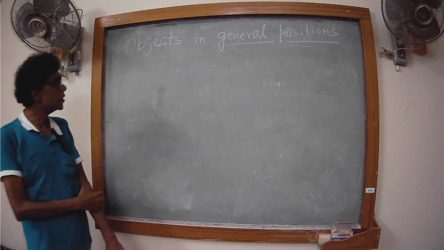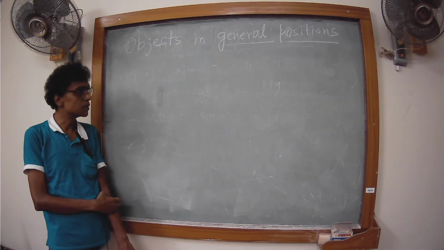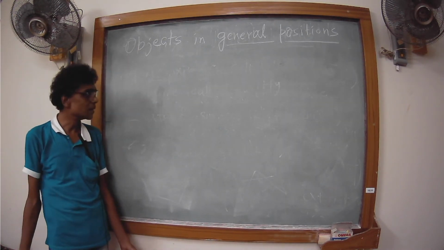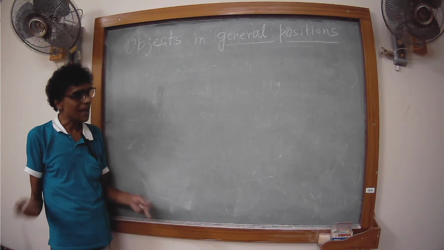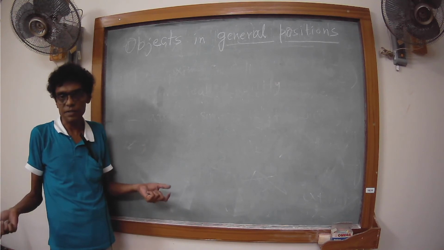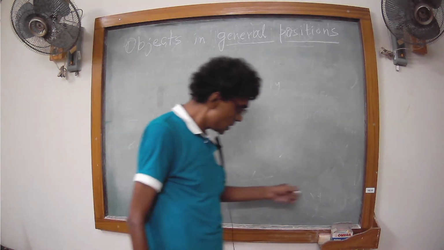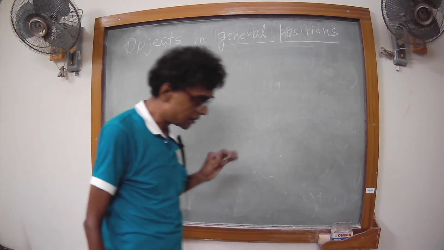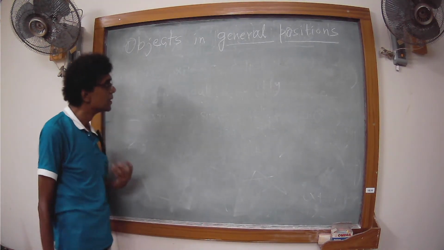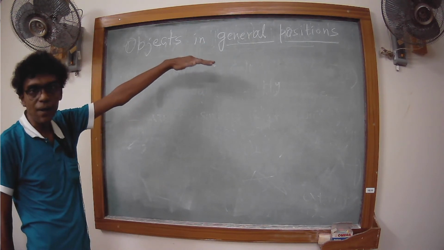Subjects in general position. For example, we may talk about points in general positions, lines in general positions, points and lines in general positions, points and circles in general position, only circles in general position, things like that. Now, what does this really mean? Actually, the meaning of these general positions is very much context dependent.